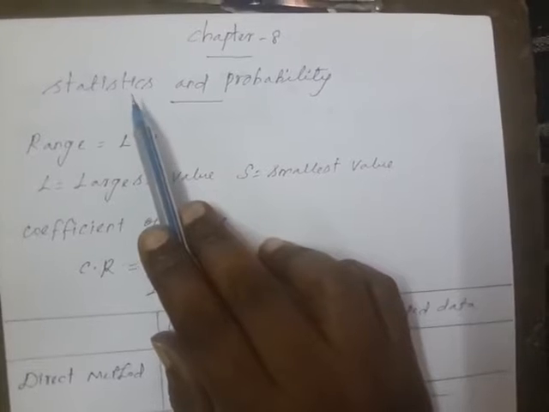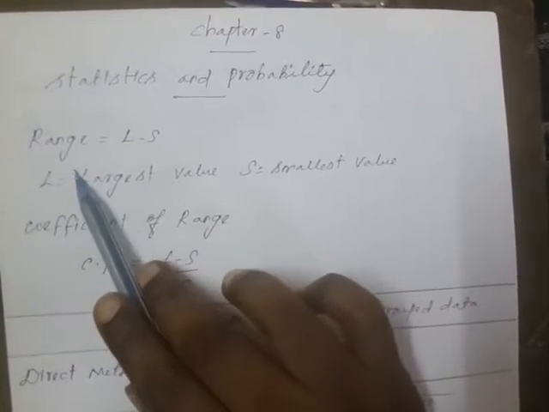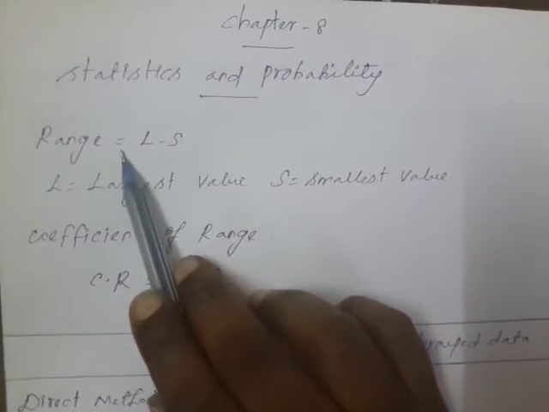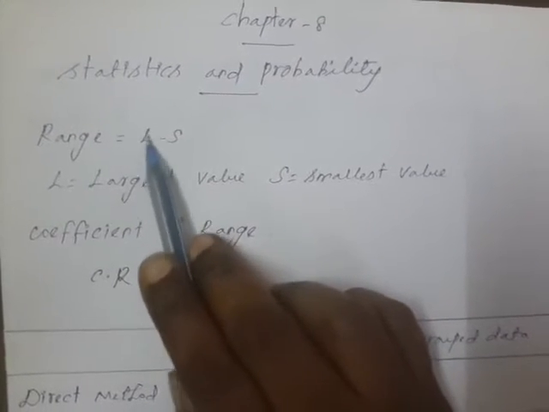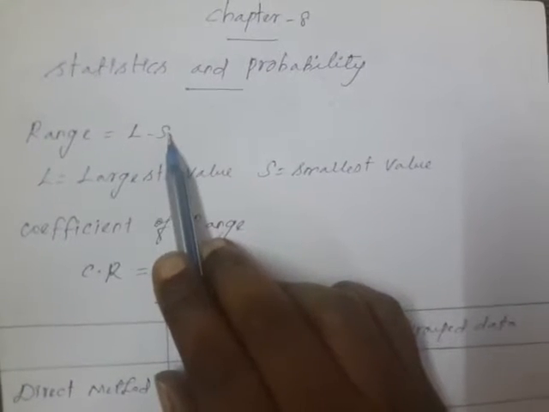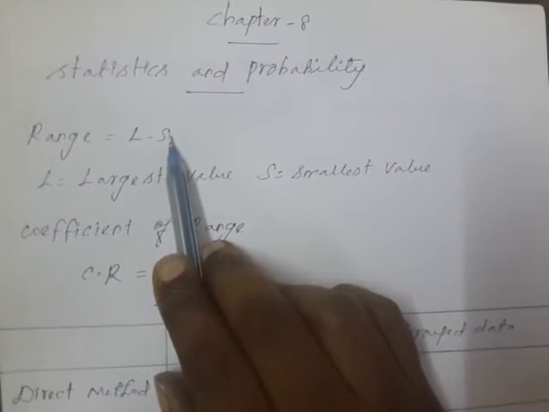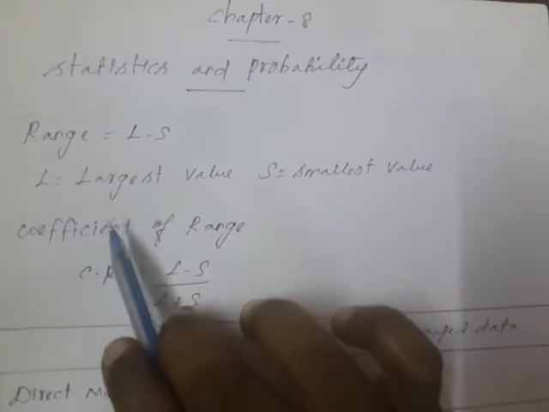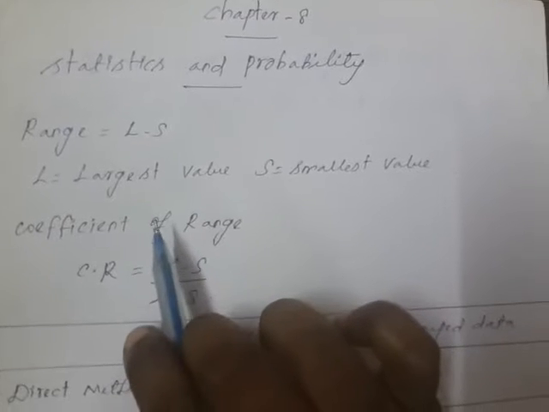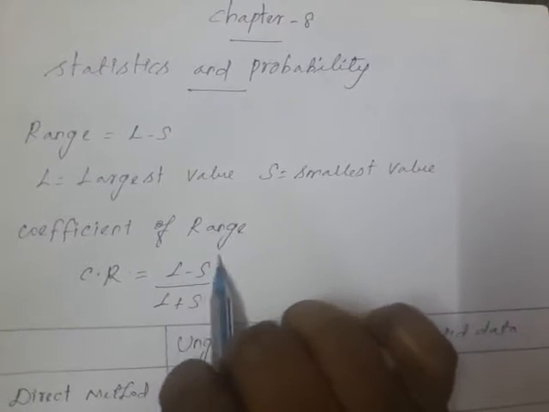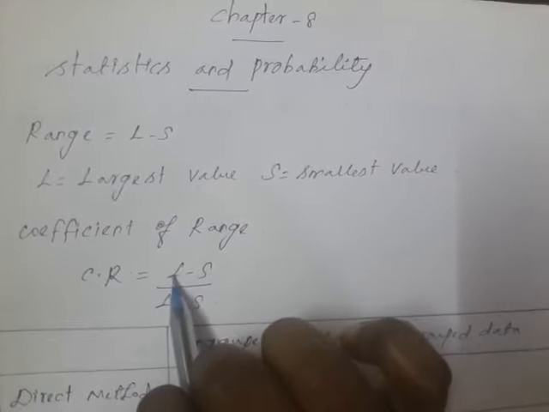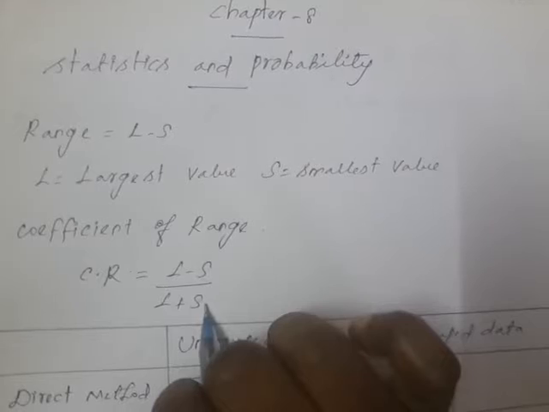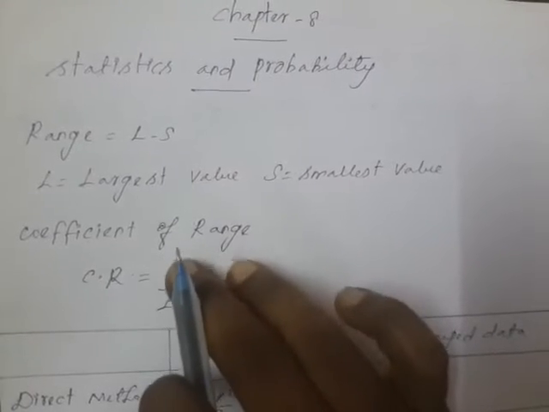Okay, so already we studied the formula of range. Range is equal to L minus S. So range R is equal to L minus S. Here L represents the largest value and S represents the smallest value. Next, from the range we are going to study the coefficient of range, that means CR. So what is the formula? L minus S by L plus S, the same thing: largest value minus smallest value by largest value plus smallest value.